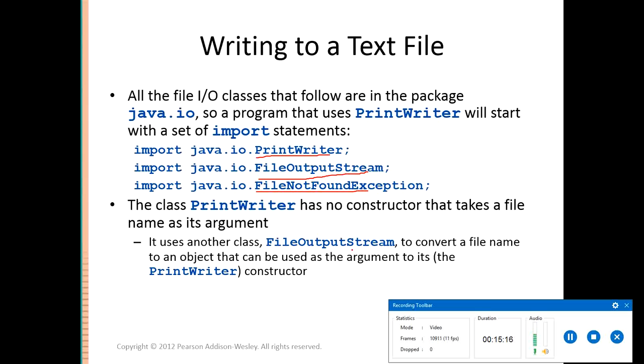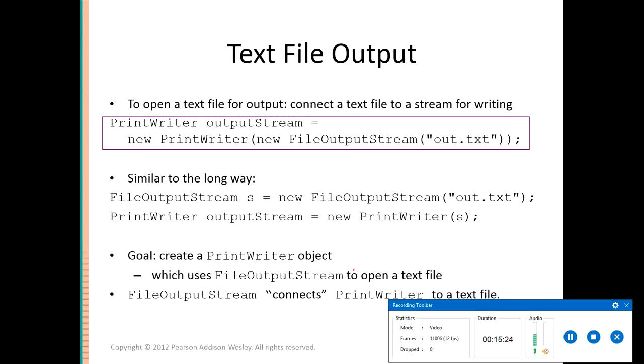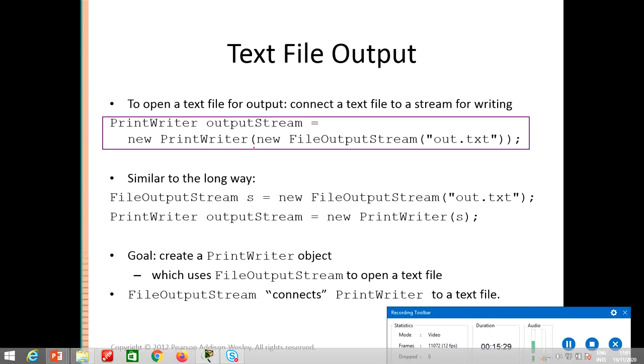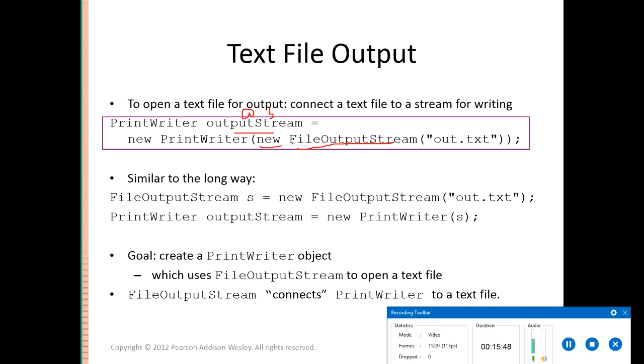FileOutputStream takes a file name as an argument. So to convert a file name to an object that can be used as an argument with the PrintWriter constructor, we use them in combination. We make the object of the PrintWriter, it can be anything, A, B, C, whatever, equals new PrintWriter. In the bracket we will give new FileOutputStream. Please make sure of the capital letters F, O and S, and in the bracket we are going to specify the name of the file.